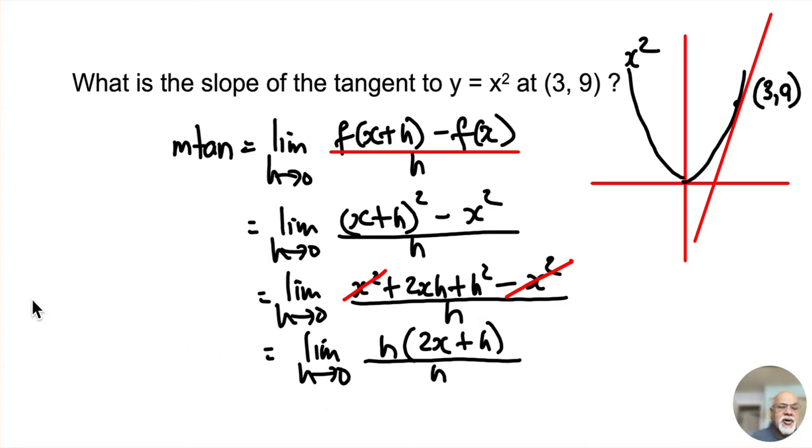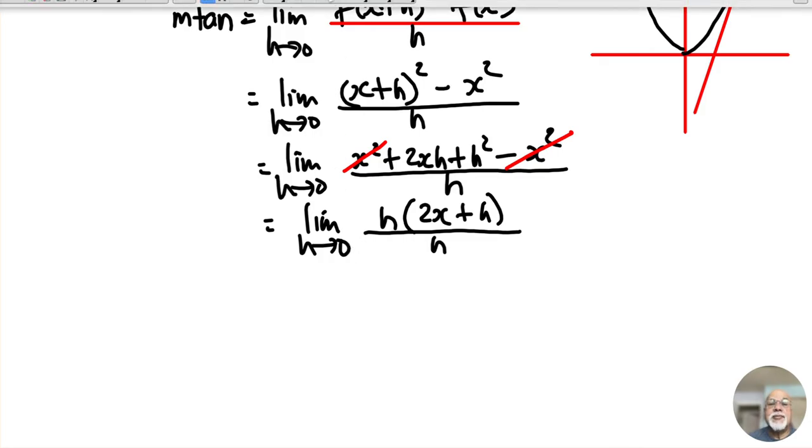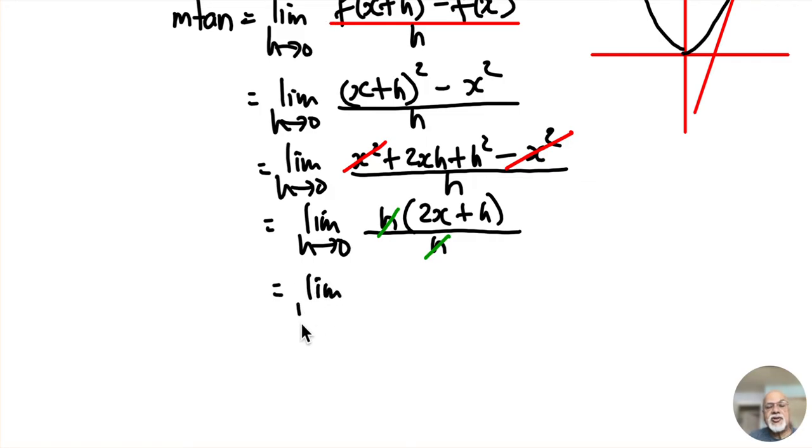Now the thing that prevented me from determining the limit in the first place, namely that we couldn't just let h go to 0 because the expression would have been undefined, isn't a problem anymore. Now I can cancel these h's, and we end up with the limit as h goes to 0 of 2x plus h. Given that h is going to 0, and the 2x expression doesn't depend on h, this just ends up being 2x. So what does this say?